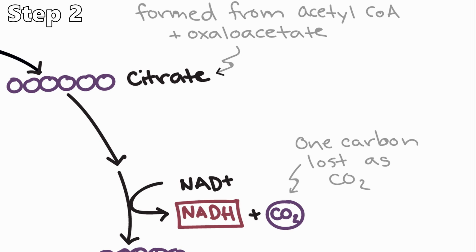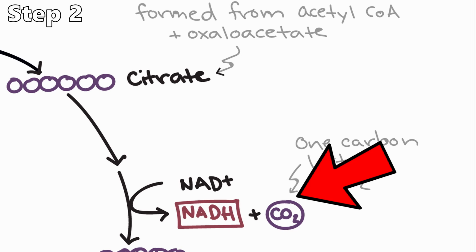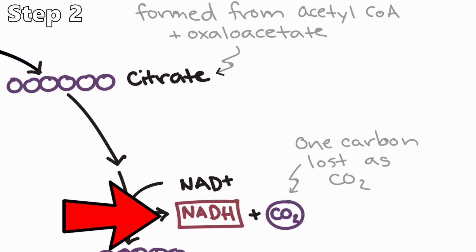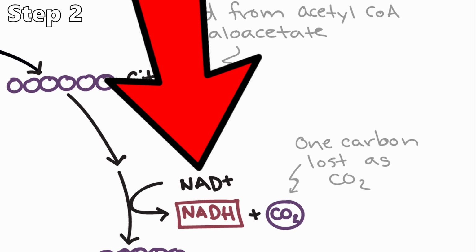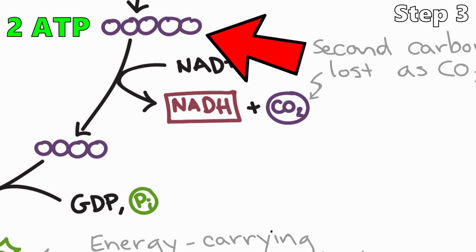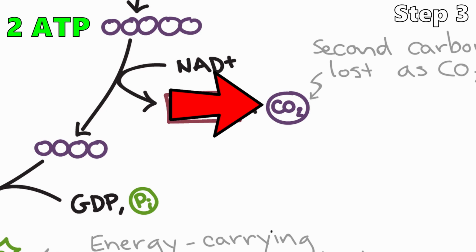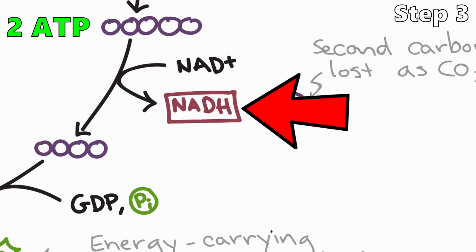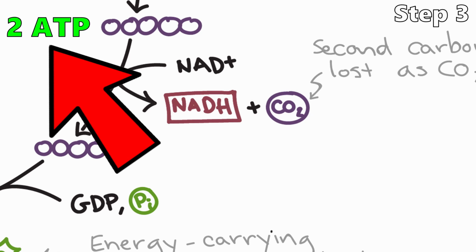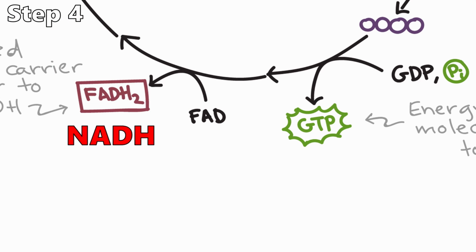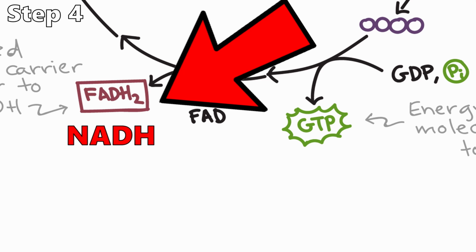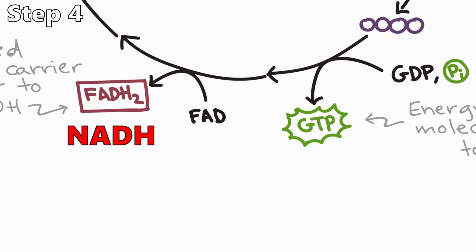then loses one of the carbons and makes CO2 and NADH from NAD. The 5-carbon chain loses another carbon, which this time makes a CO2, NADH, and 2 ATPs. The 4-carbon chain is then rearranged, which makes 2 compounds, NADH and FADH2, which goes back into the cycle.